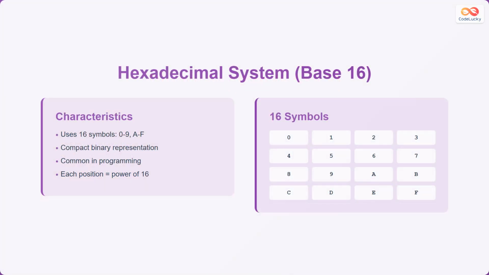Now let's take a look at the hexadecimal system, also known as base 16. The characteristics of hexadecimal numbers are that it uses 16 symbols, 0 through 9 and A through F. It provides a compact binary representation and is commonly used in programming. Each position in a hexadecimal number represents a power of 16. The 16 symbols used are 0, 1, 2, 3, 4, 5, 6, 7, 8, 9, A, B, C, D, E, and F.